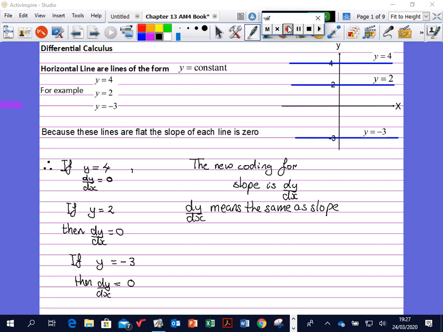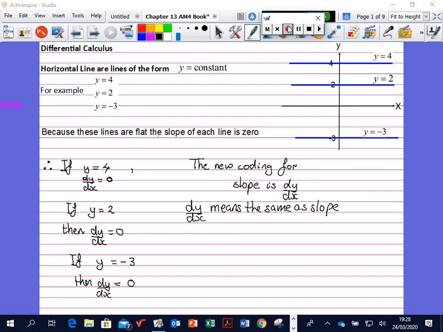Starting a new topic called differential calculus. The first thing we're going to look at is horizontal lines in the form y equals a constant. When we look at the lines y equals 4, y equals 2 and y equals minus 3, we see that the line y equals 4 passes through 4 on the y-axis, the line y equals 2 passes through 2 on the y-axis, and the line y equals minus 3 passes through minus 3 on the y-axis.